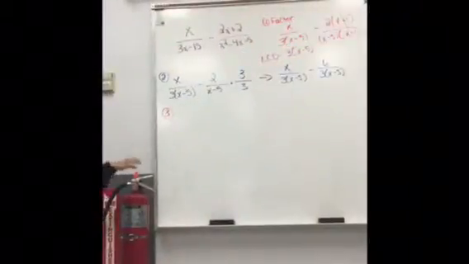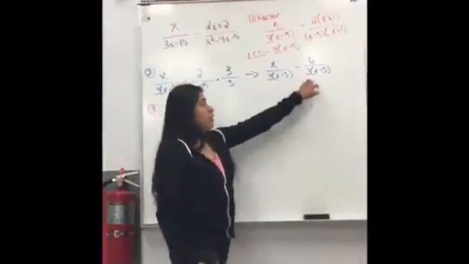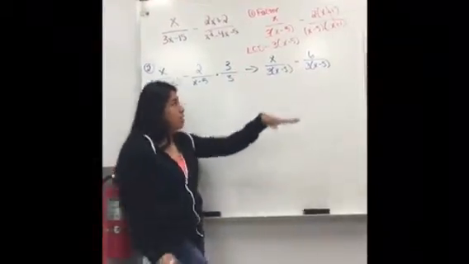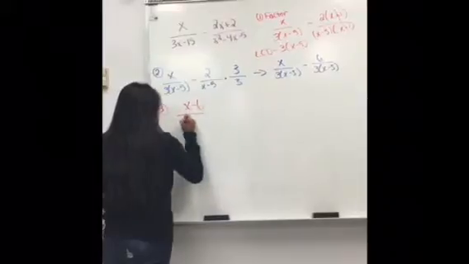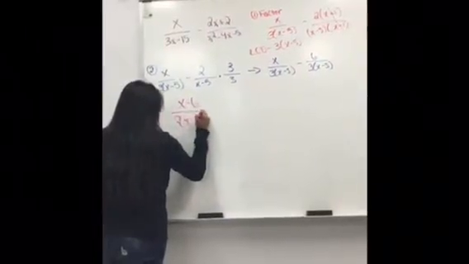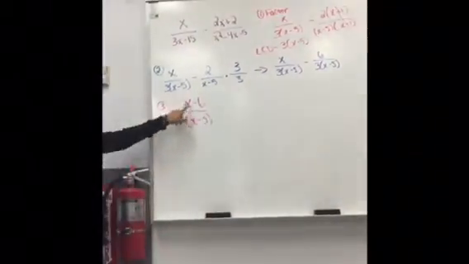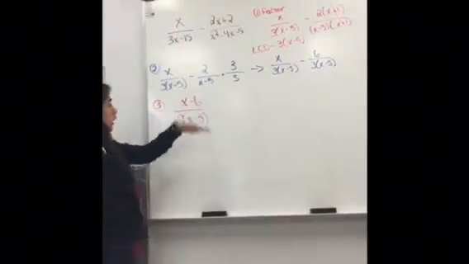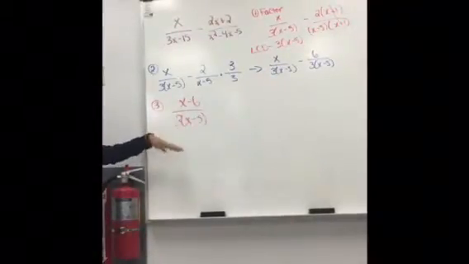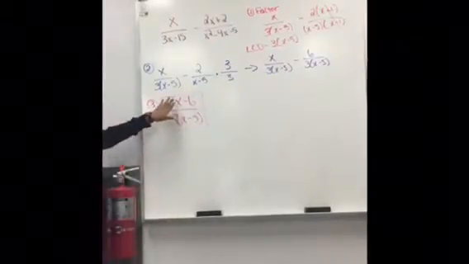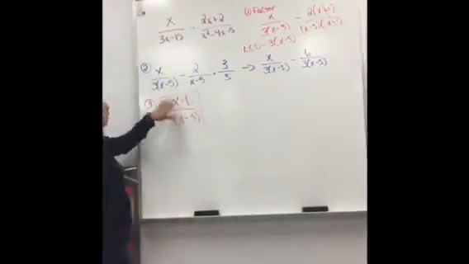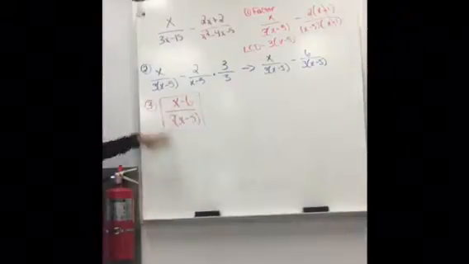And then your final step, since they have the same denominator now, is to just subtract straight across. So what you end up with is x minus 6 over 3 times x minus 5. And since this is just x minus 5, there are no like denominators or anything, so you just leave it as it is. But if this was like 2 minus 6, you would have to do the negative and all that stuff.